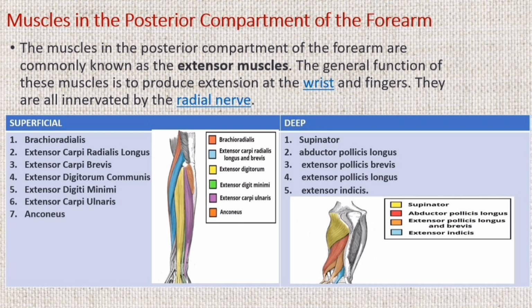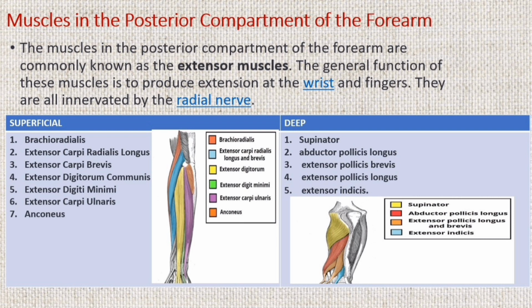Extensor pollicis longus. The extensor pollicis longus muscle has a larger muscle belly than the EPB. Its tendon travels medially to the dorsal tubercle at the wrist, using the tubercle as a pulley to increase the force exerted. The tendon of the extensor pollicis longus forms the medial border of the anatomical snuff box in the hand. Attachments. Originates from the posterior surface of the ulna and interosseous membrane. It attaches to the distal phalanx of the thumb. Actions. Extends all joints of the thumb, carpometacarpal, metacarpophalangeal and interphalangeal. Innervation. Radial nerve posterior interosseous branch.